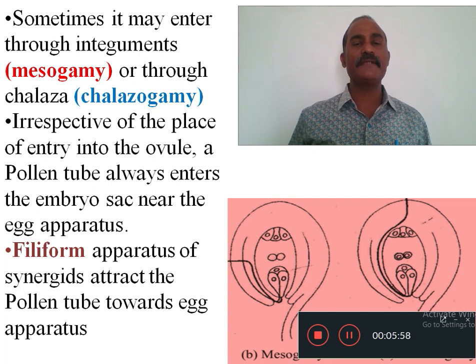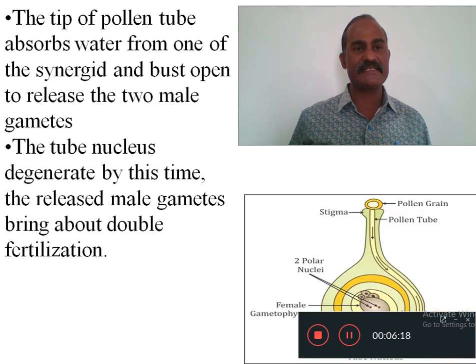But irrespective of the place of entry into the ovule, the pollen tube always enters the embryo sac near the egg apparatus only. Now we know the filiform apparatus of the synergid attracts the pollen tube towards the egg apparatus by the process of chemotaxis. The tip of the pollen tube absorbs water from the synergid and bursts open to release two male gametes. The tube nucleus by this time undergoes degeneration, and the released male gametes are now free in the embryo sac and available for double fertilization and triple fusion.